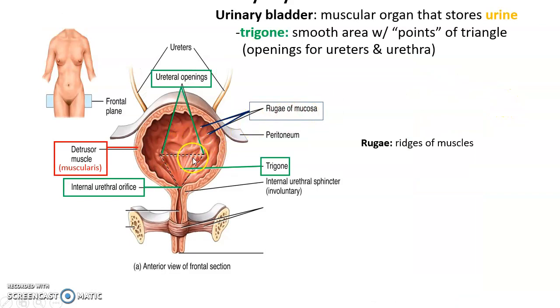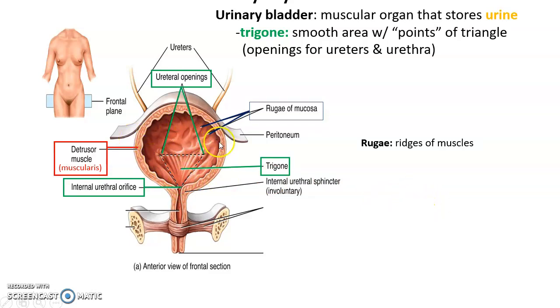The urinary bladder has a little smooth area inside it called the trigone. The trigone is triangular in shape, with 3 points. The right ureteral opening, the left ureteral opening, and the internal urethral orifice. The ureters and the urethra are the structures that form the points of the trigone.